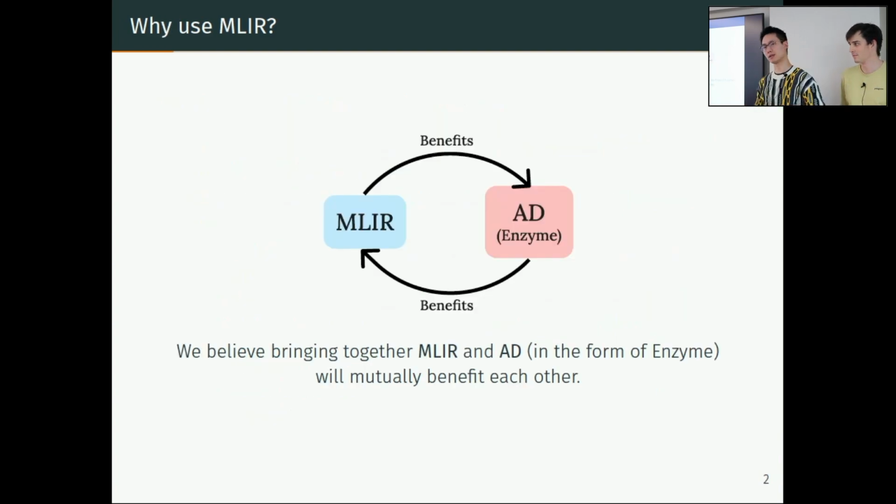Now, why would we use MLIR for Enzyme? Well, it is our belief that Enzyme, or more broadly automatic differentiation, and MLIR can have a symbiotic relationship where they are mutually beneficial to each other. We'll go over each of these symbiotic directions in turn.